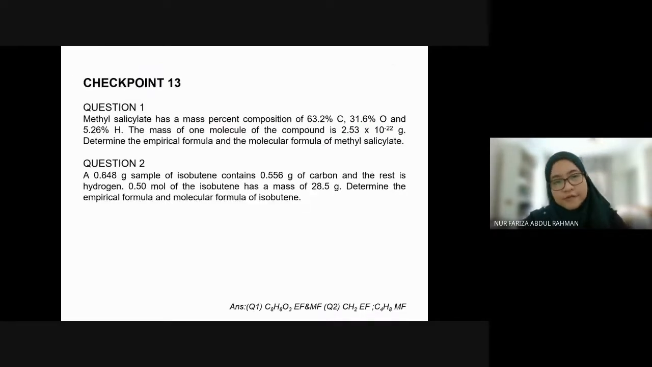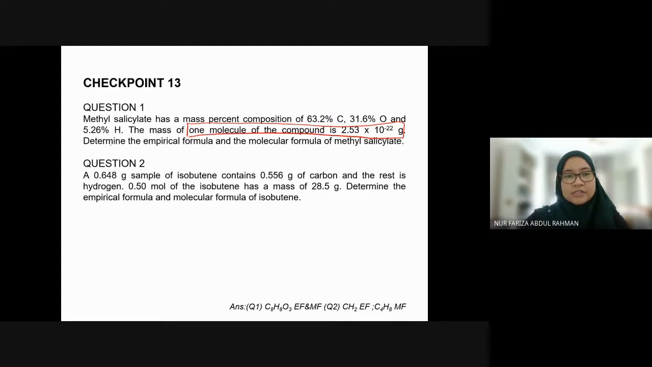So we have two checkpoints here. Let's just go through the question very quickly before we go to the next slide. Question 1. Methyl salicylate has a mass percent composition of carbon, oxygen, and hydrogen. So all the masses in percentage are given. The mass of one molecule of the compound is 2.53 times 10 to the power of negative 22 gram. As you can see, this is extra information given.